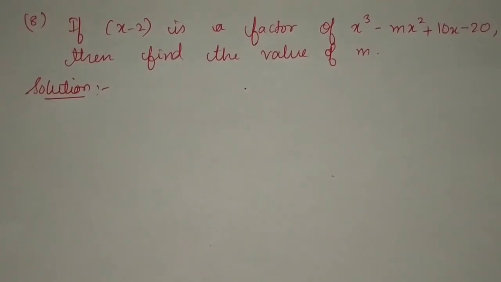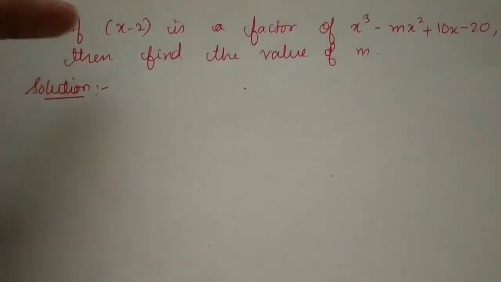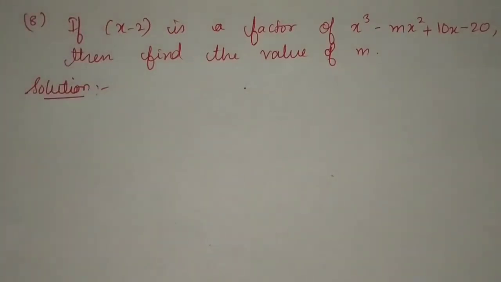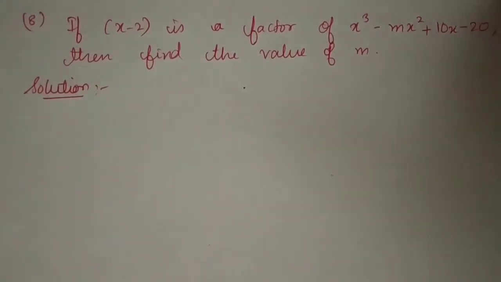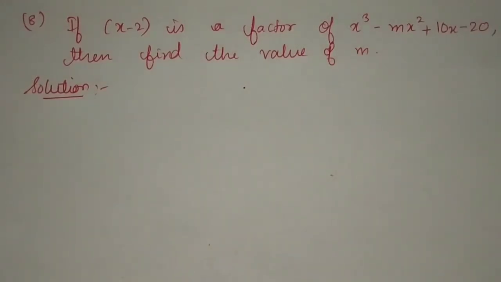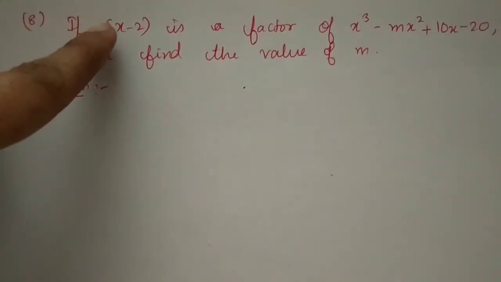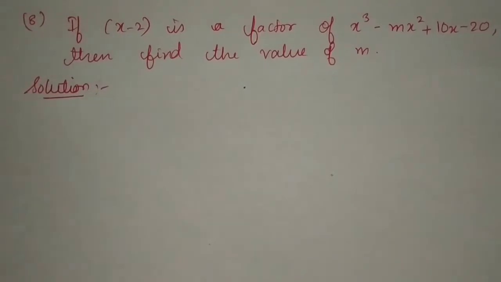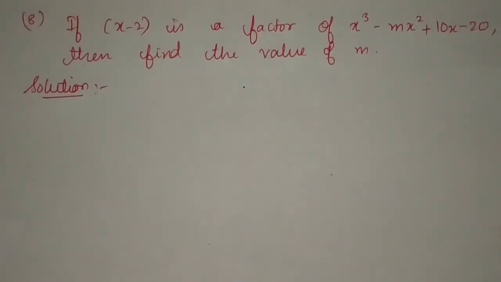Now, if x minus 2 is a factor of x cube... okay, so now they are already saying that this is a factor of this. Whenever you look at the sentence, you should understand, okay, if this is a factor of this, that means the remainder will be 0, like it was in the previous example. So whenever any binomial, monomial or trinomial is a factor of any polynomial, we should always recollect immediately that the remainder is going to be 0 because it is a factor of this.